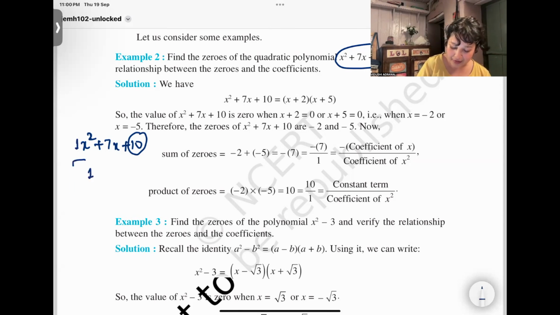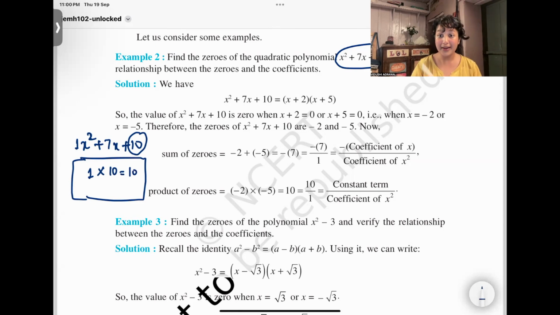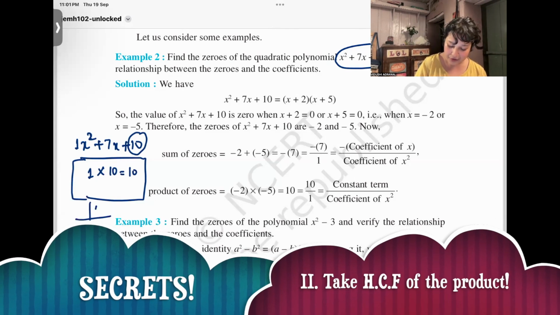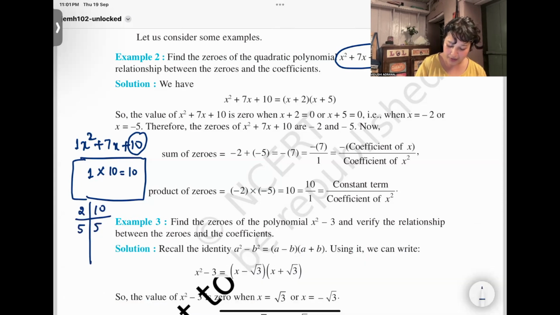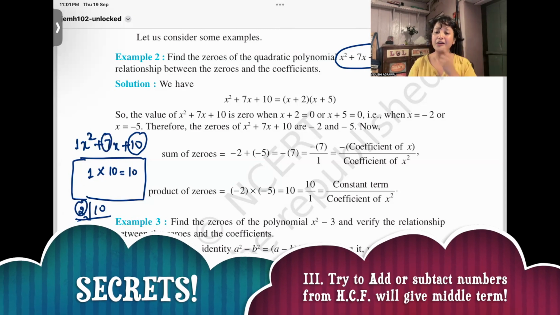This is rough work. So I'm going to write here 1 multiplied by 10. 1 multiplied by 10 is 10. Now, the next trick is to take the HCF, the factors of 10. So 2, 5, and 5, 1 are my factors. So you have to use 2, 5. What should I do with these numbers? If I add or subtract these numbers, my middle term should come out. Meaning, if I subtract 2 from 5, I'm getting 3. So I'm not getting the middle term.